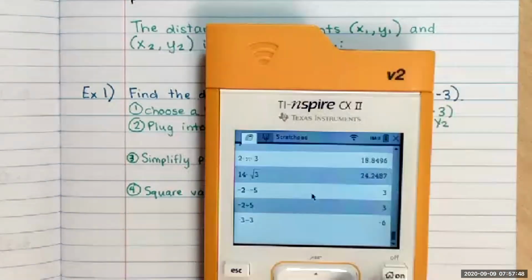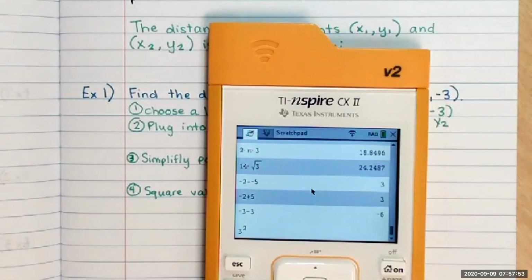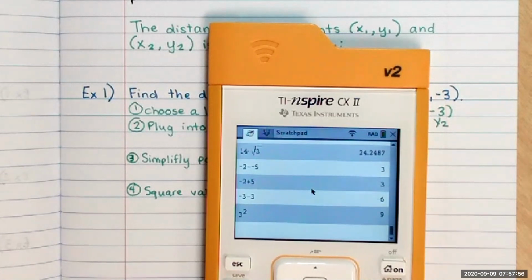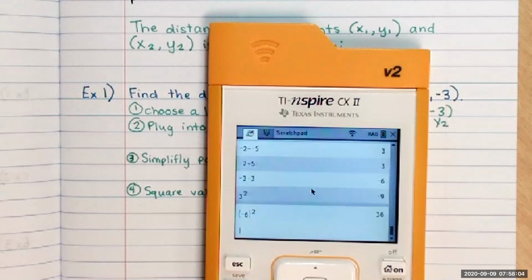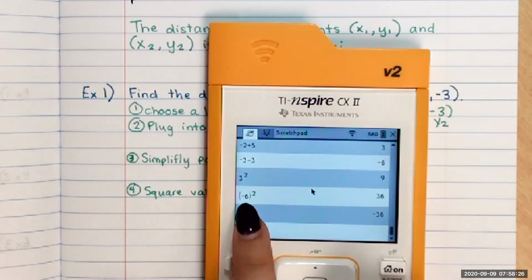So again, you're absolutely welcome to use a calculator. 3 to the power of 2 is 9. And then important, parentheses. When you have a negative number, you need those parentheses. -6 squared is 36. This is important because if I put -6 squared without any parentheses, I would get -36 because it's doing -1 times 6 squared. In the order of operations, you have to square it before you can apply that negative. So make sure you're putting those parentheses around your negative numbers.